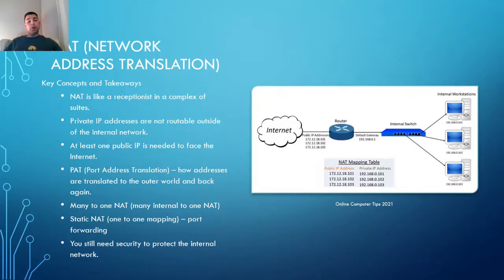Side note, you will still need security to protect the internal network, even though this has been NATted, even though there's a forward-facing device that is the front, so to speak, of the internal network, and the internal network is hidden, quote unquote. That doesn't mean that the internal network is impervious to hacking. Quite the contrary. You still need security devices.